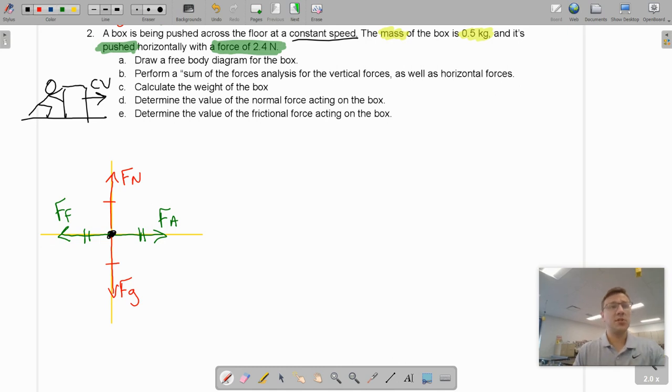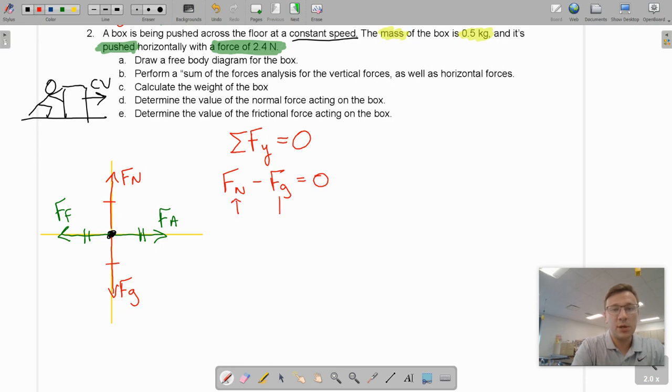So now we'll start with our sum of the forces, or our net force equation, in the vertical direction. The sum of the forces in the vertical direction is going to be equal to 0 because they're balanced. We'll do the same thing we did in the last problem. Fn minus Fg is equal to 0. We do this because Fn is pointed upward and Fg is pointed downward, so they subtract from each other. Add Fg to both sides, and we find that the normal force is equal to the weight of the box.